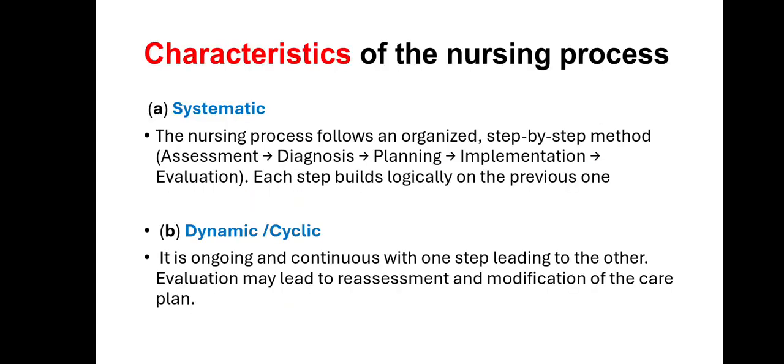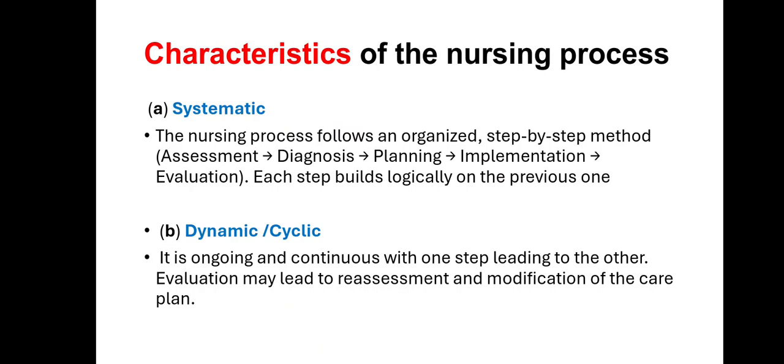Now, the nursing process has some characteristics that we should understand to know what it is all about. The characteristics are more like the features that define what the nursing process is all about. The first one is that the nursing process is systematic. What does this mean? It means that the nursing process follows an organized step-by-step method. The step-by-step method is ADPIE, from assessment going to diagnosis, planning, implementation, and evaluation.